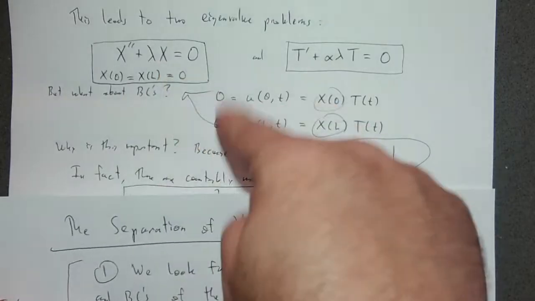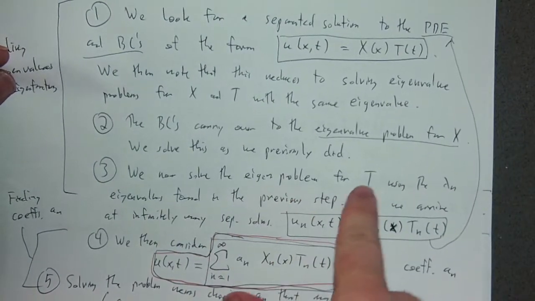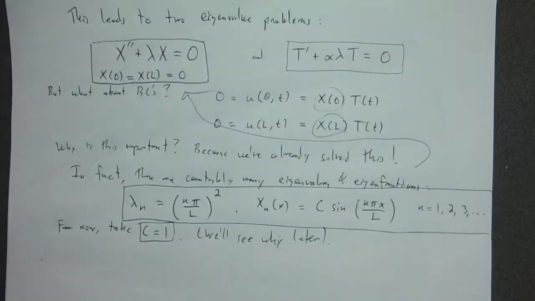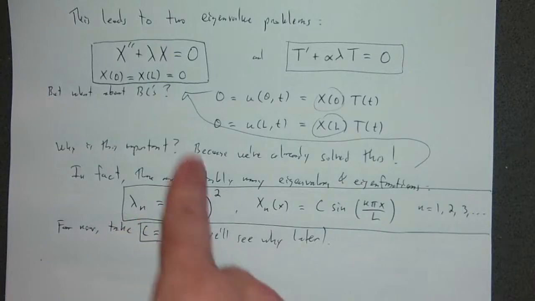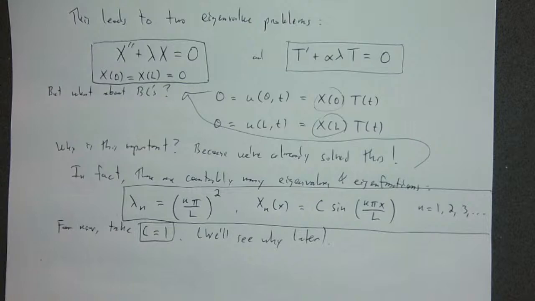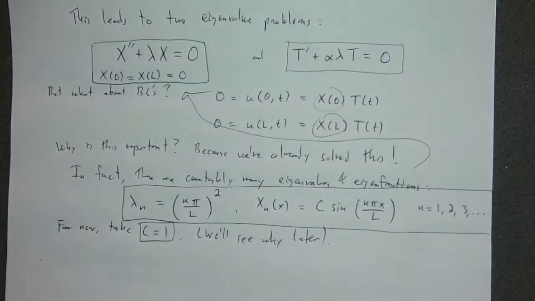It's something we already did. Yep, we're good there. So now I want to solve the eigenproblem for t using the lambda sub n eigenvalues found in the previous step. So I found these lambda sub n eigenvalues in my solution to the eigenvalue problem for x. Now I want to use those particular eigenvalues to solve for t, right, from this eigenproblem. Okay.